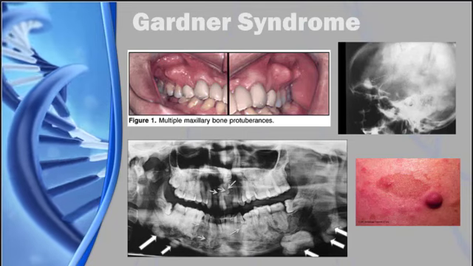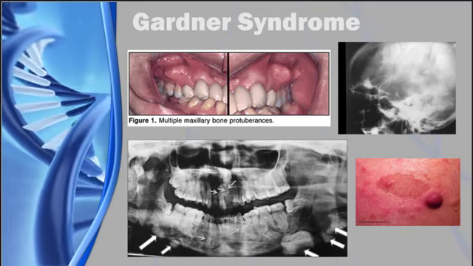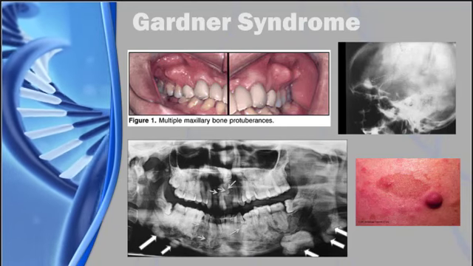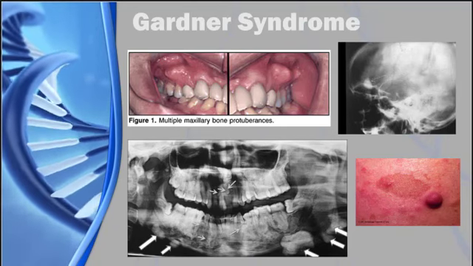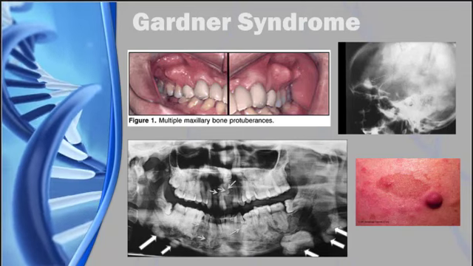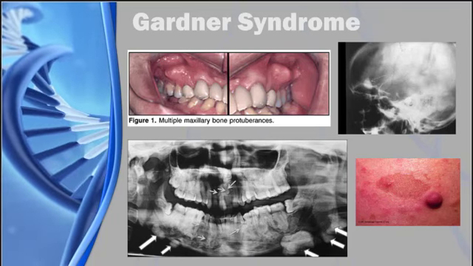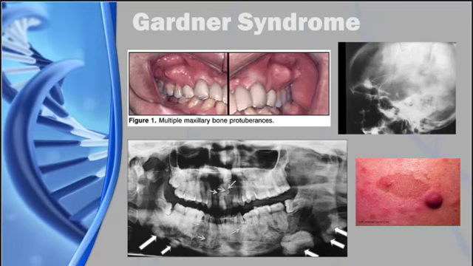These patients can have multiple odontomas in the jaw, as well as skin fibromas, epidermal cysts, and impacted permanent and supernumerary teeth. Unfortunately, many of these patients will also develop adenocarcinomas by the age of 40. Now, this one is a terrible disease.